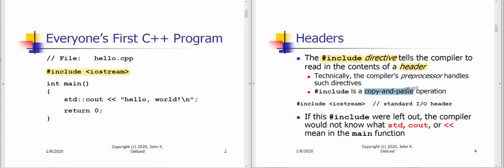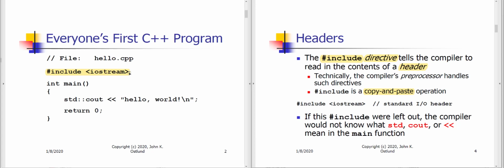Basically, include is a copy and paste operation. That is, when I say include of IOStream, literally the preprocessor goes out and finds a file whose name is IOStream and pulls in an entire copy of that file in place of the #include line. You could manually type in the entire contents of the IOStream file, but it's hundreds of lines long, so for obvious reasons you would not want to do that. Okay?